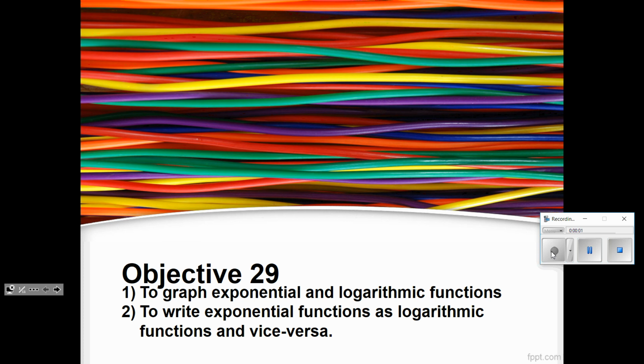Okay, good morning. We are starting objective 29. We are going to work on graphing exponential and logarithmic functions. We're going to write exponential functions as logarithmic functions and vice versa. We may or may not get to part two today, but we'll at least work on part one.